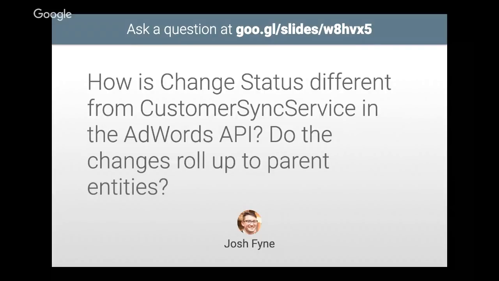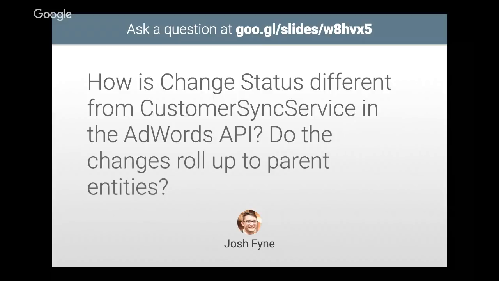How is change status different from customer sync service in the AdWords API? So they're very similar, but the customer sync service in the AdWords API was very broad and didn't give you much in the way of granularity. The change status service in the Google Ads API is made to mimic the change history in the Google Ads UI a lot more closely. So in general, they serve the same purpose, right? It's for getting changes to a customer, but the change status is essentially tracking much more closely the change history. And like I said, we're working on making that a little bit more granular as time goes on.